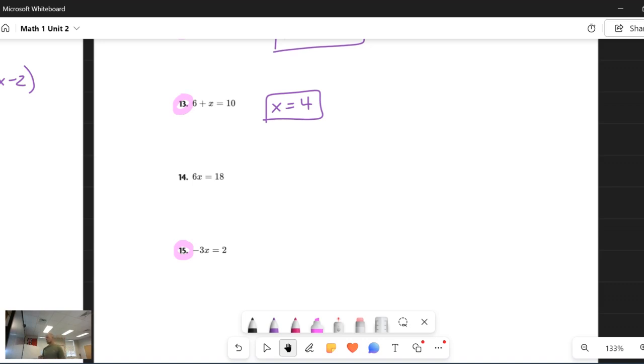Then when we look at 15, we've got negative 3x equals 2. Divide both sides by negative 3 for the division property. And we're just going to be left with x is equal to negative 2 over 3. I always make the numerator negative because that's just who I am. And then we're good there. And like I said, that is through our division property.